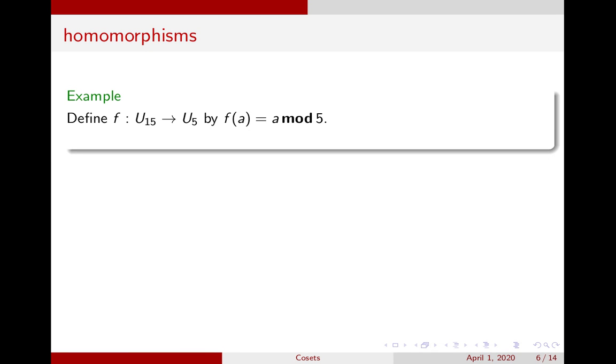Okay, let's try this example. We're going to define a function from U15 to U5. The formula for defining f is that f of a is a mod 5. So this will take elements of U15 and give you elements of U5. And we're planning on giving a proof that f is a homomorphism.